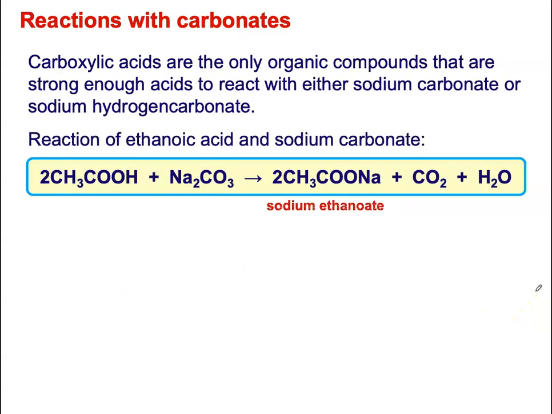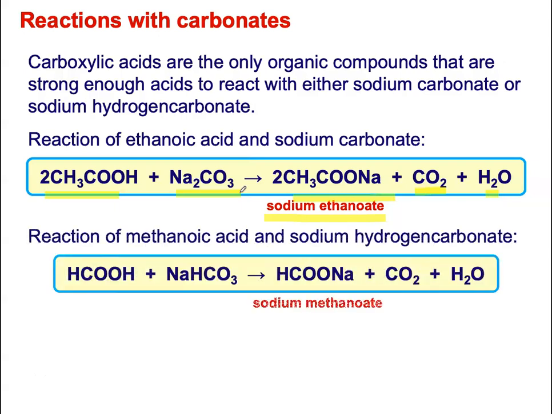Just as HCl reacts with sodium carbonate to form a salt, carbon dioxide and water, the salt formed here will be sodium ethanoate because it's ethanoic acid reacting with sodium carbonate, giving carbon dioxide and water. Basically here you really need to learn these reactions in order to answer the relevant questions in the exam. Methanoic acid reacting with sodium hydrogencarbonate will produce sodium methanoate as your salt, carbon dioxide and water. So you can see now the salt is named an -oate.